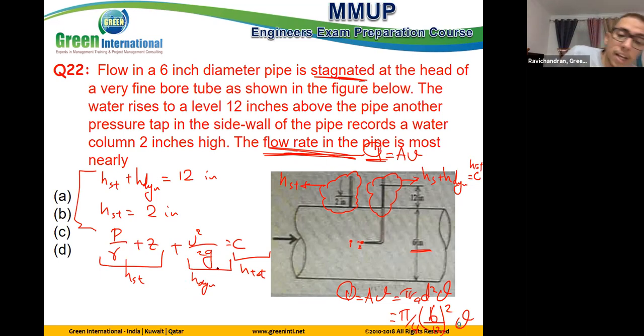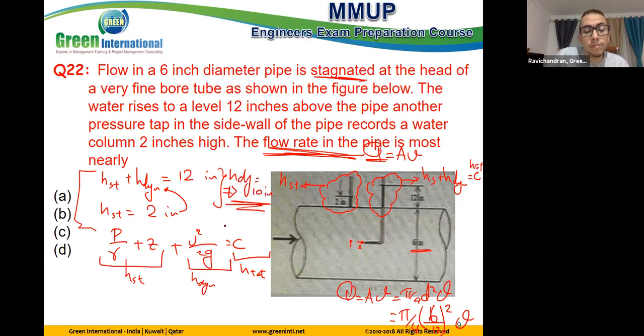So I need to get H dynamic. It is easy. This is static plus dynamic. This is static. So if you need dynamic, just subtract this one from this one. From these two equations, you can get H dynamic equal 10 inch, 12 minus 2. That's it. And this H dynamic is equal to V square over 2G. So I can write here H dynamic equal V square over 2G, which is equal to 10 inch.